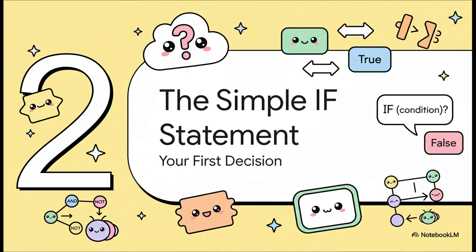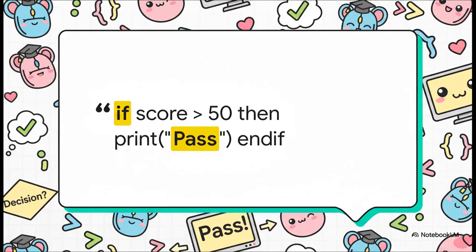Okay, so theory is great, but how do we actually put this into our code? Well, let's start with the most basic tool in our decision-making toolkit, the simple if statement. This is where your program takes its very first step into thinking for itself. And here's what it looks like. Think of this as a one-way street. The program checks a condition, in this case, is the score greater than 50? And if, and only if, that statement is true, it runs the code inside. Here, it prints pass. If it's not true, it just keeps on going.